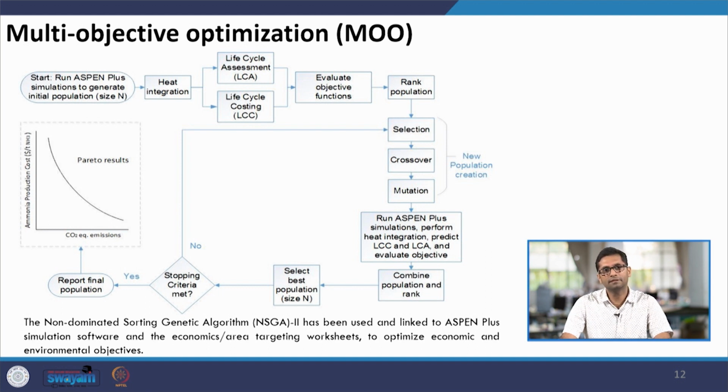And just to mention that all the points on this Pareto front are considered to be optimal. So there is not one point that I can say could be better than the other.